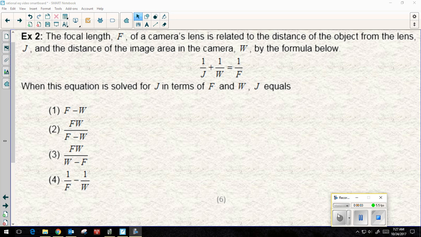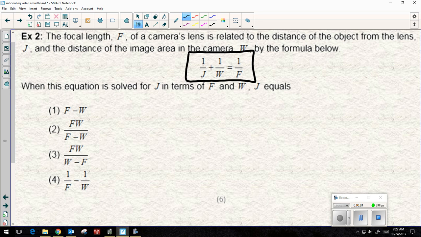Here's a rational equation, but it's a literal equation, meaning there are all different variables in the same equation. The focal length f of a camera's lens is related to the distance of the object from the lens j and the distance of the image area in the camera w by the formula below. 1 over j plus 1 over w equals 1 over f. When this equation is solved for j, in terms of f and w, j equals.